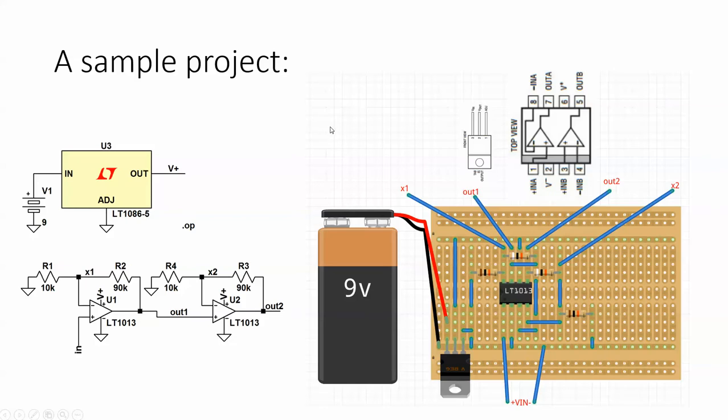And this is what that sample file would look like. Here's a schematic from LT Spice. This voltage regulator is this voltage regulator right here. I have two op amps. The LT1013 is a dual op amp in one package. All right. I've wired up a battery. This is the pinout of the LT1013.